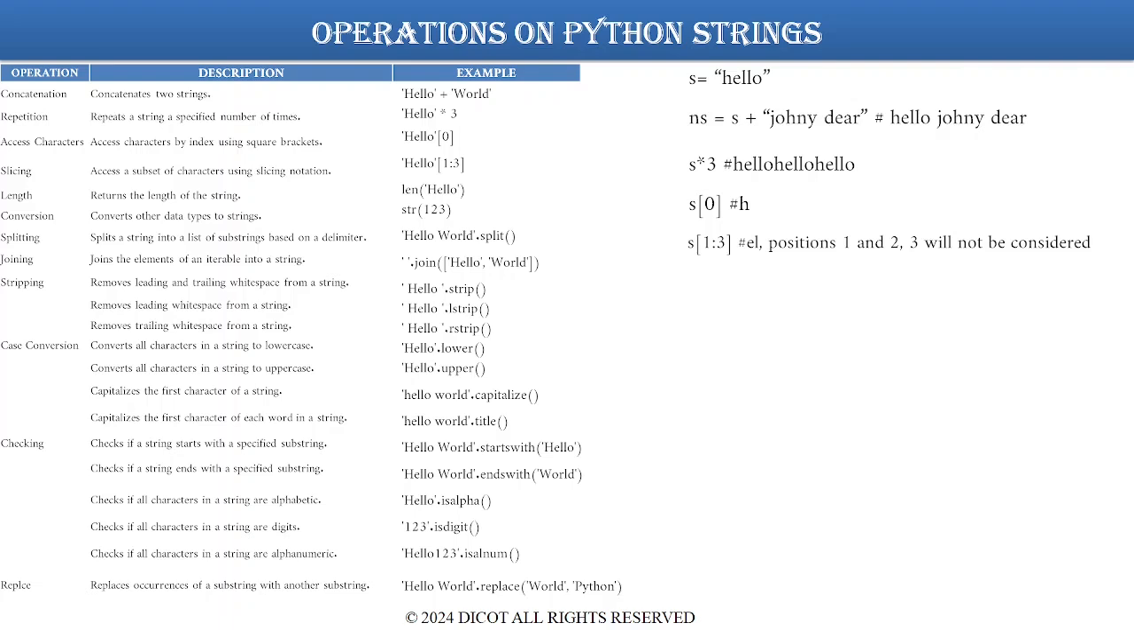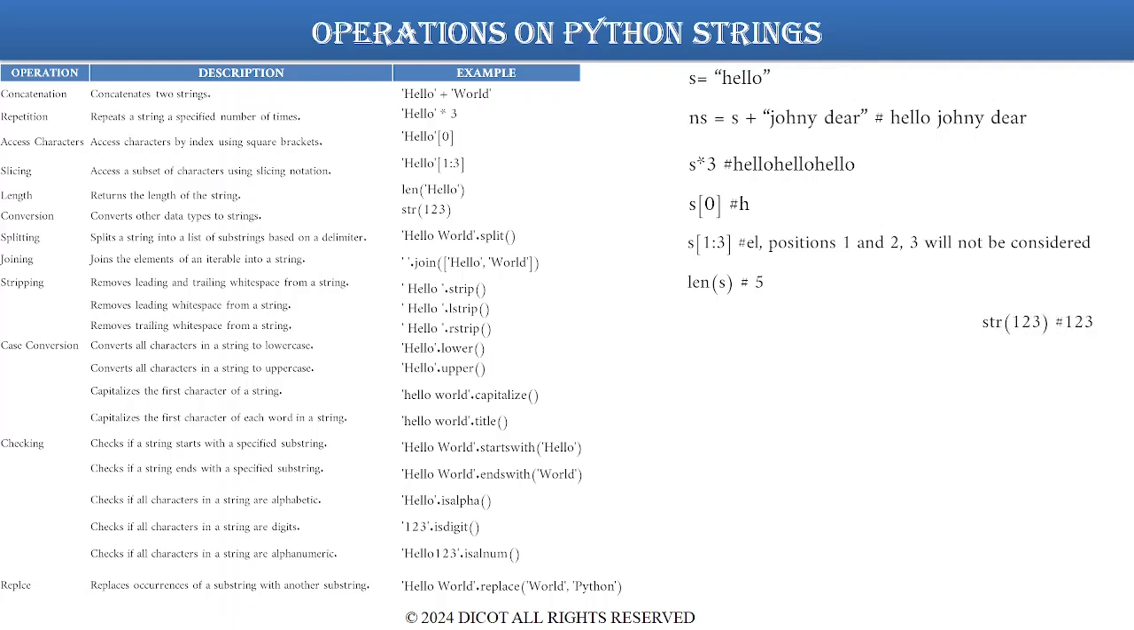So, s followed by lower bound colon upper bound plus 1 in square brackets. So, we will have the characters at position 1 and 2, but 3 is not included. Characters at position 1 and 2 are e and l. So the output is el. len of s will return the length of the string, which is nothing but 5.